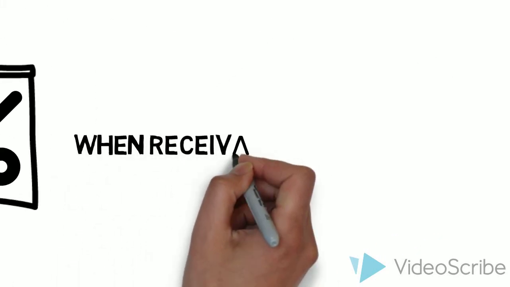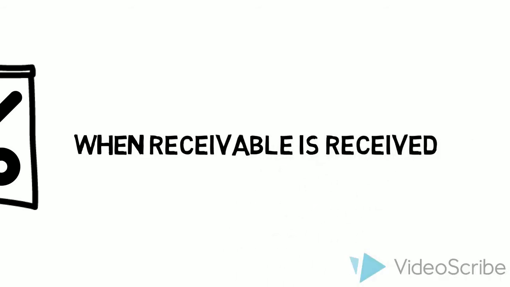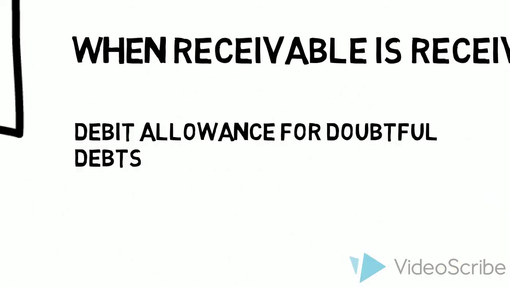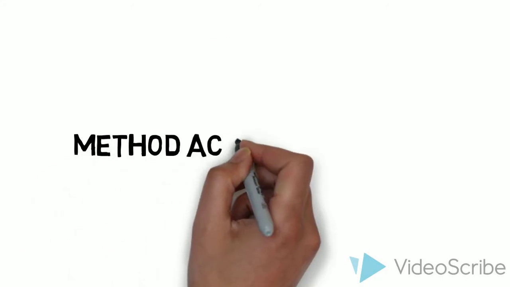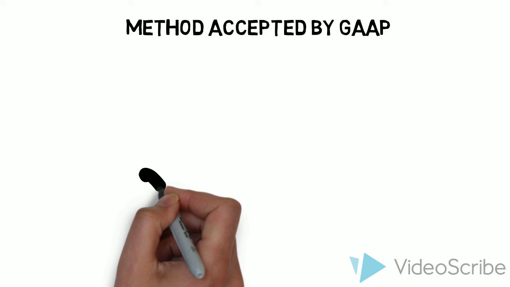When the receivable is written off, there is a debit for the allowance for doubtful debts and a credit to the accounts receivable. As this principle follows the generally accepted accounting principles, this is the method employed by companies.